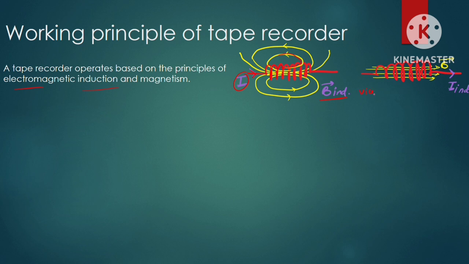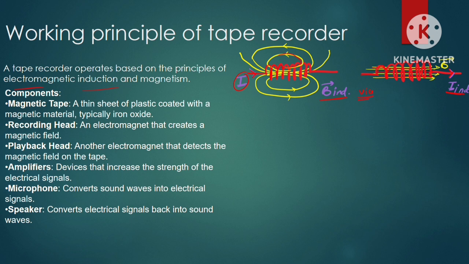Vice versa is also possible. There is a solenoid and a magnetic field is crossing this solenoid. Then there will also be an induced current. So first of all, let's know about the components of a magnetic tape recorder. First one is the magnetic tape, then the recording head, playback head, amplifier, microphone and a speaker.